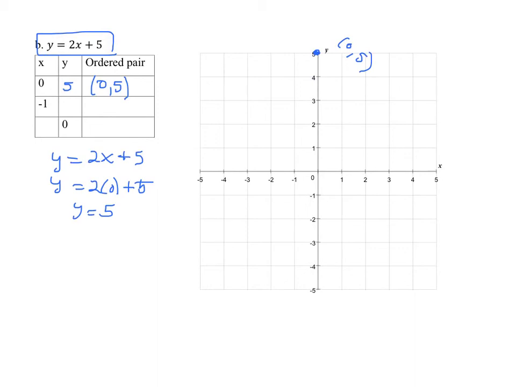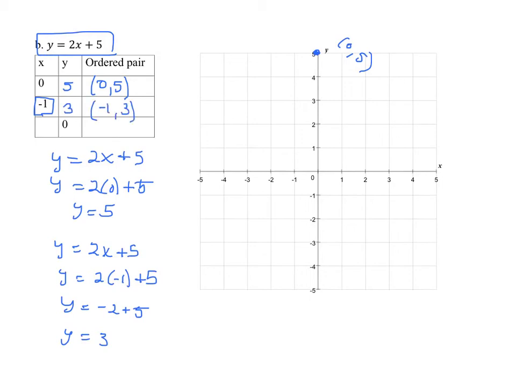Next one, I'm going to put negative 1 in for x. So I write my original equation down. I'm going to put negative 1 in for x and get the y value. So y is equal to 3. So the ordered pair is negative 1, 3, and I can graph that. I'm going to go left 1 on the x and up 3 on the y, and there it is. Beautiful.